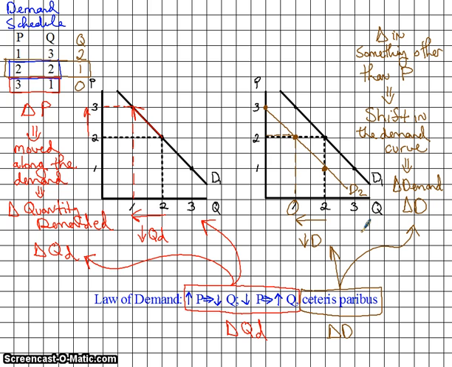So this is the law of demand. The higher the price of a good, the lower the quantity. The lower the price, the higher the quantity, ceteris paribus, which is captured in these two graphs. I hope that helps you understand the distinction between quantity demanded and demand. In some upcoming videos, we will do some examples of moving along the curve and shifting the curve.